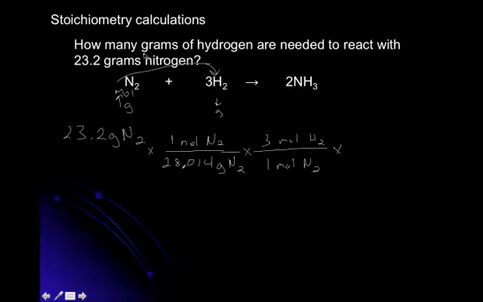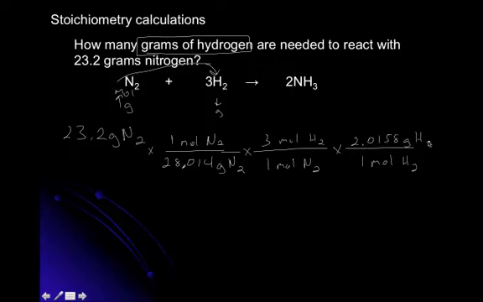And we've been asked to convert our hydrogen into the unit of grams. How many grams of hydrogen? So we'll do that step using the molar mass of hydrogen. 1 mole of hydrogen is 2.0158 grams. So 2 hydrogens, 2.0158. So when you run this through your calculator, you actually come out with 5.0 grams of hydrogen. So you would need 5.0 grams of hydrogen to react with 23.2 grams of nitrogen.